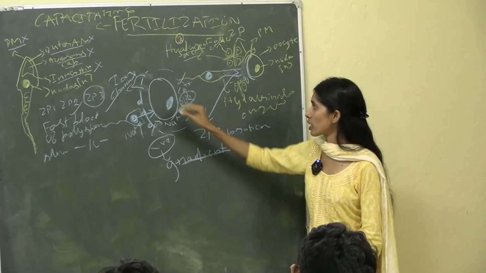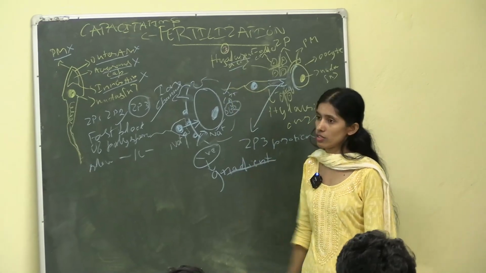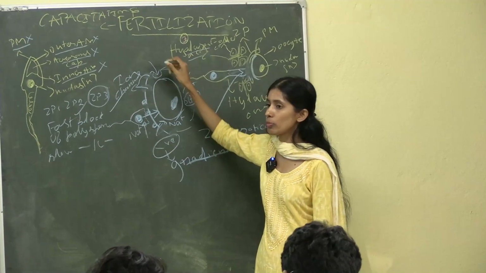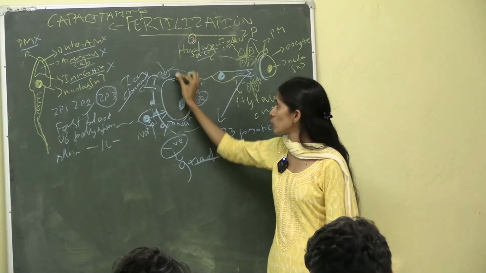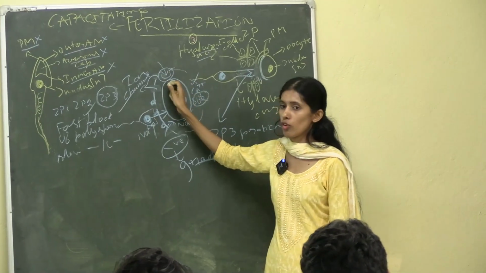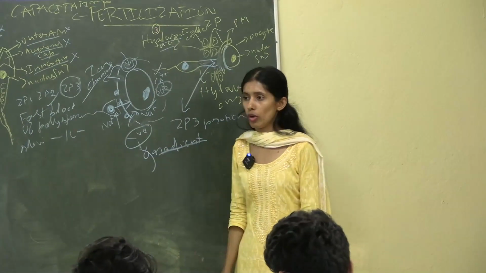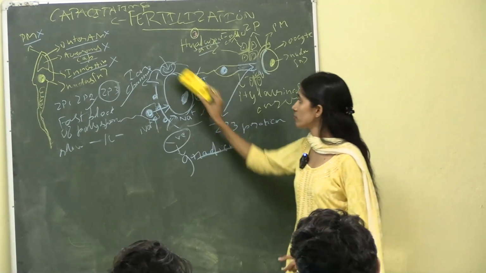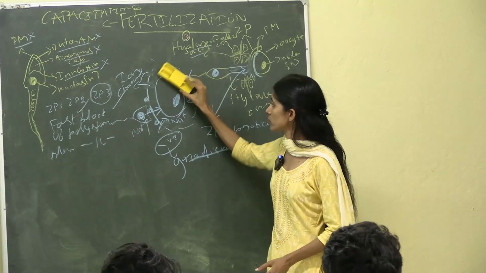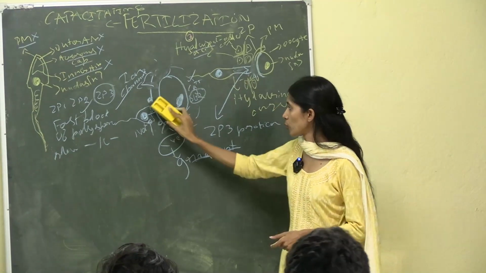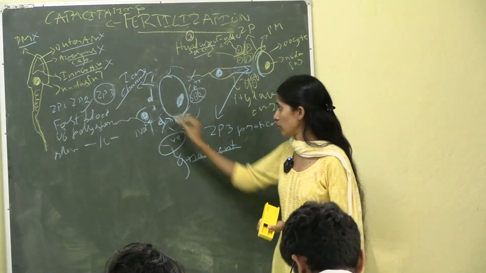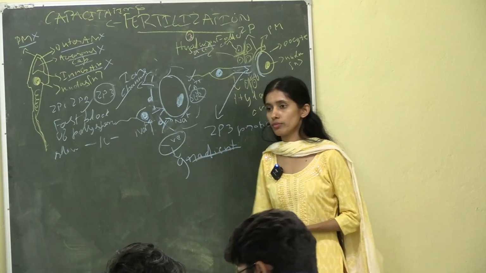If you know which structure, it will form blockage like this, that's it, okay. So this blockage will stop the entry of other sperms. You just have to figure out which structure is forming this block in the slow block, that's it, okay. Try to draw this diagram only. So now the male pronucleus will enter into the cytoplasm of the female gamete.